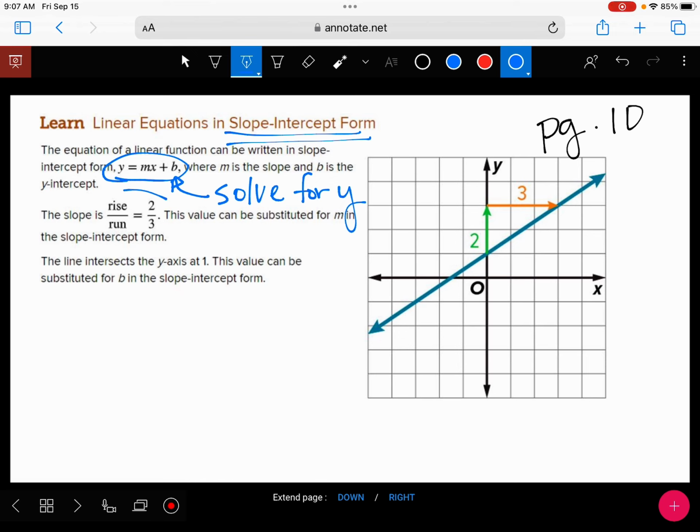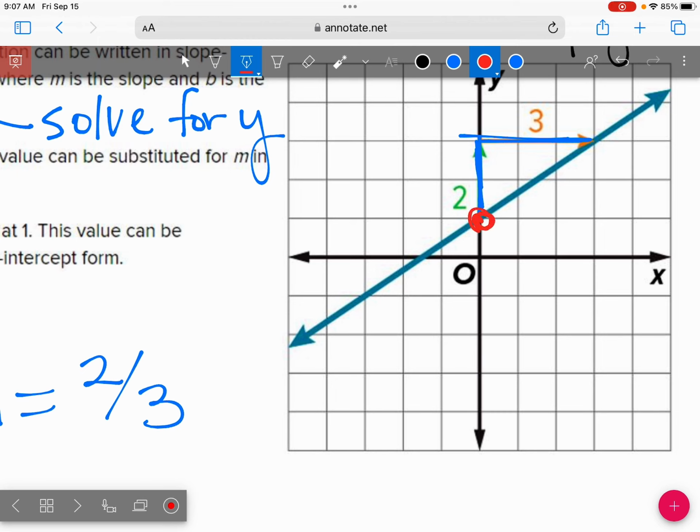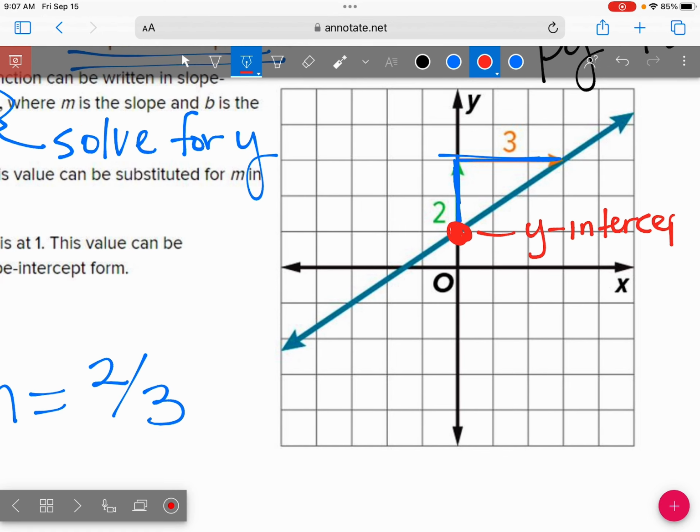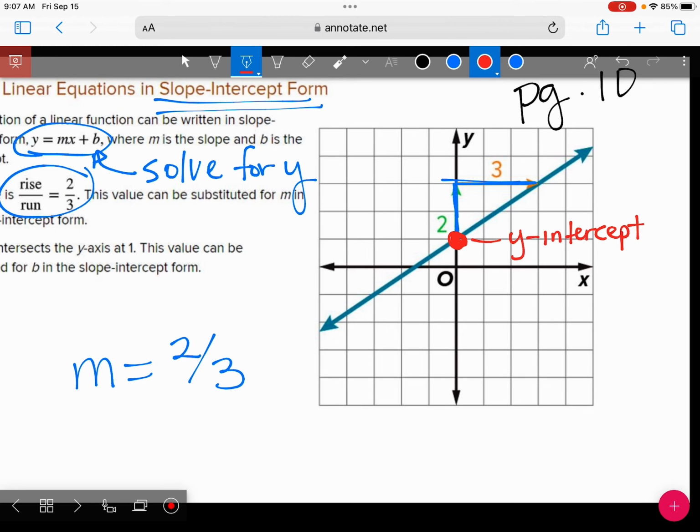The first piece is the slope. Slope is rise over run. So in this graph, the rise is 2, the run is 3. So the slope is 2/3. The second thing we have to look at is where does it cross the y-axis? This point right here, this is my y-intercept. So we call that b. So b equals 1. So that's why the equation for this function would be y equals 2/3 x plus 1.